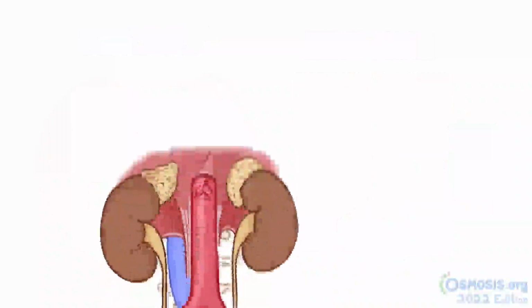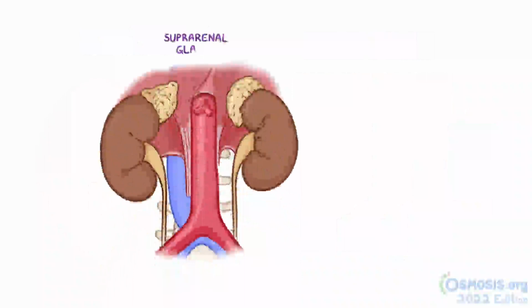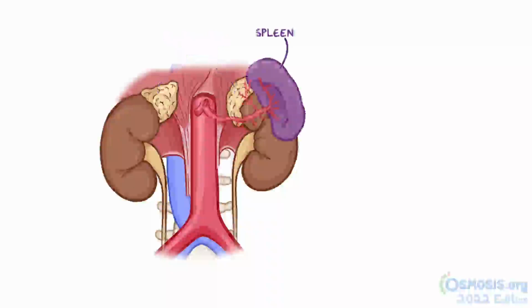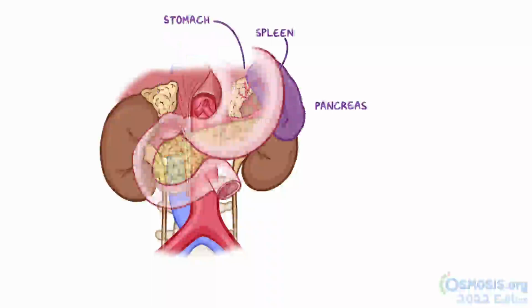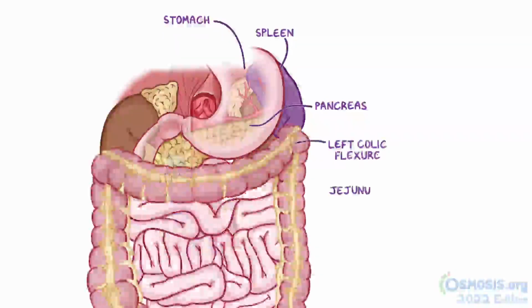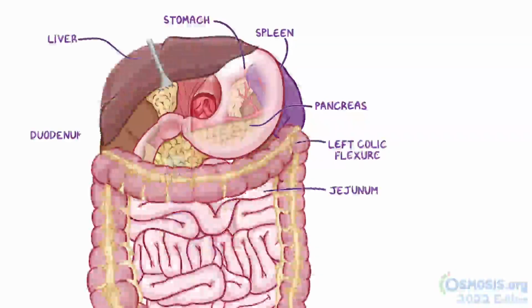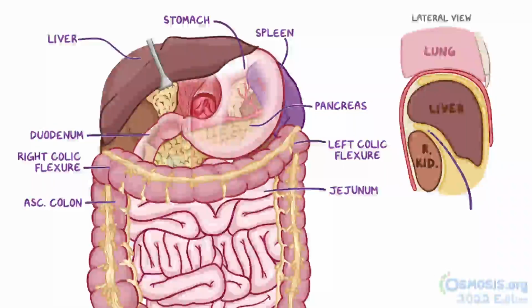Now, positioned superior to both kidneys are the suprarenal glands, but they also have a number of different relationships with surrounding organs. Anterior to the left kidney is the spleen, stomach, pancreas, left colic flexure, and jejunum, while the liver, duodenum, right colic flexure, and ascending colon lie anterior to the right kidney. The right kidney and liver are separated by the hepatorenal recess, also known as Morison's pouch.